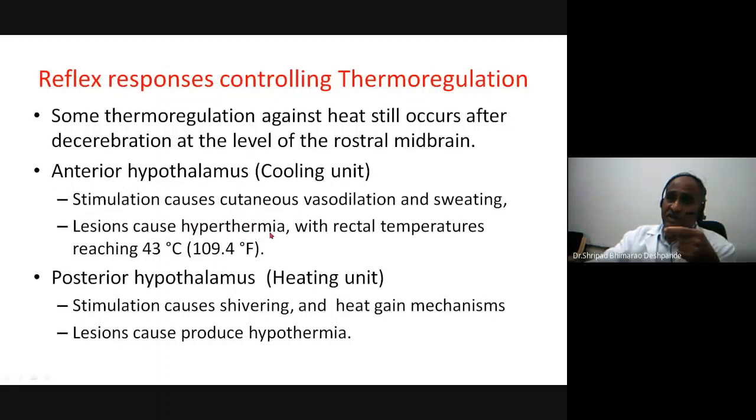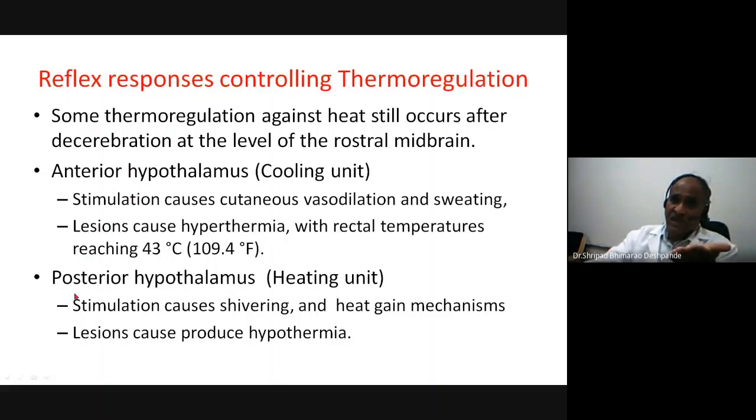This produces hyperthermia, and the rectal temperature rises up to 43 degrees Celsius, 109 degrees Fahrenheit. This is not viable. It is not compatible with life, because anything above 104 or 105 degrees Fahrenheit is hyperthermia, and it is not viable for life. So that means it becomes fatal. So we have to be very careful. Look at this here, nearly 109 degrees Fahrenheit. It's too much, and a person might have died by this time. That is because of hyperthermia.